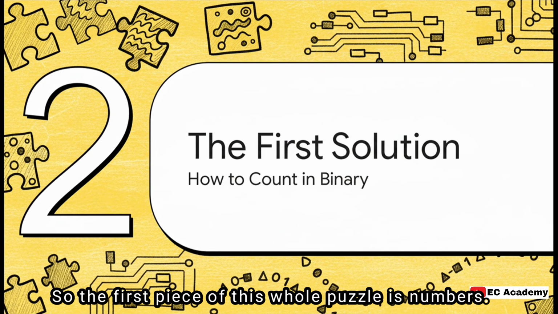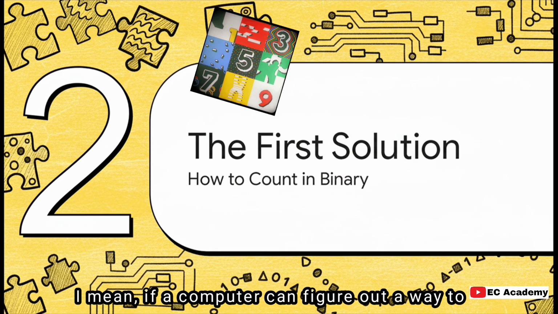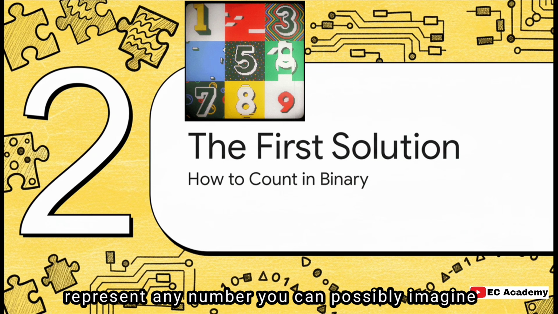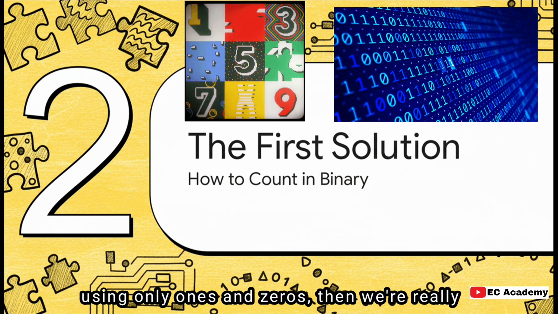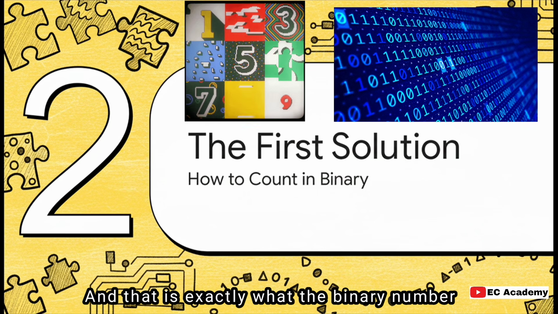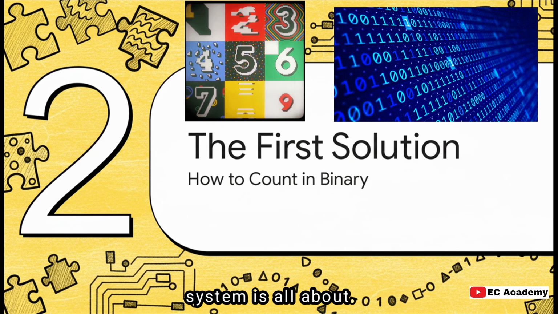So the first piece of this whole puzzle is numbers. I mean, if a computer can figure out a way to represent any number you can possibly imagine using only ones and zeros, then we're really getting somewhere. And that is exactly what the binary number system is all about.